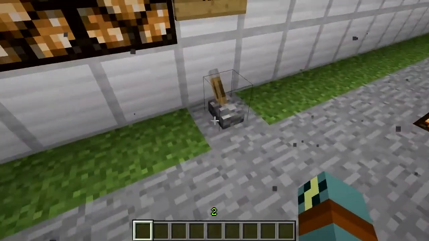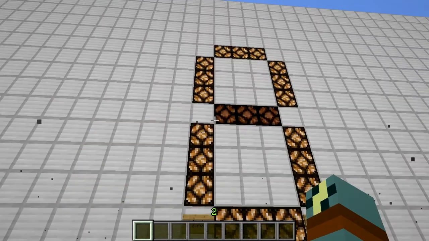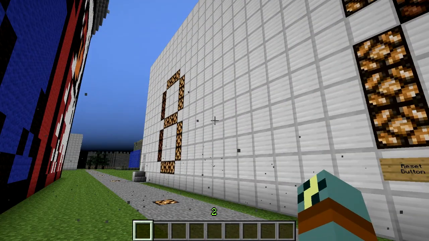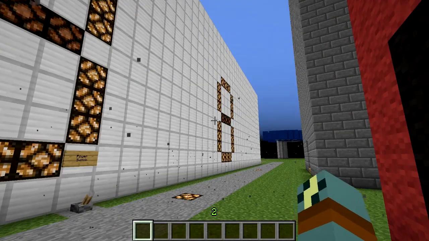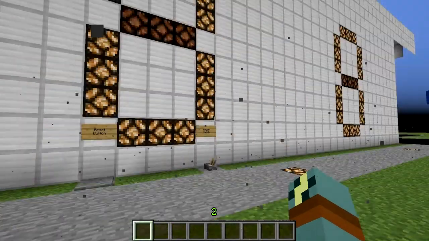So let's stop it. It's always wise to turn it off before you reset it, otherwise the circuits all get confused. So we stopped it at 300, oh, we stopped it at a solid 300. My frame rate just crapped out. Hold on a second.